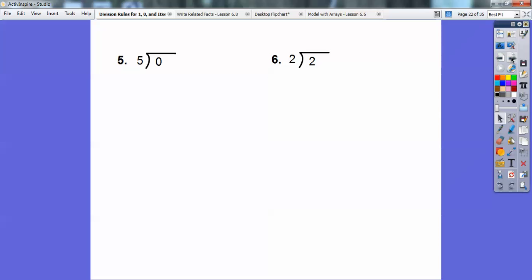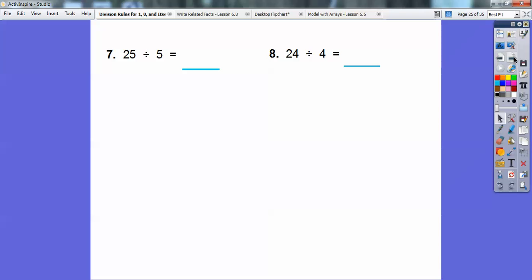Sometimes you might see them looking like this. This says 0 divided by 5. Well, 5 goes into 0 zero times, so 0 divided by 5 is 0. 2 divided by 2 equals 1, all right? What about these guys right here? Let's flash back to a couple of lessons here.